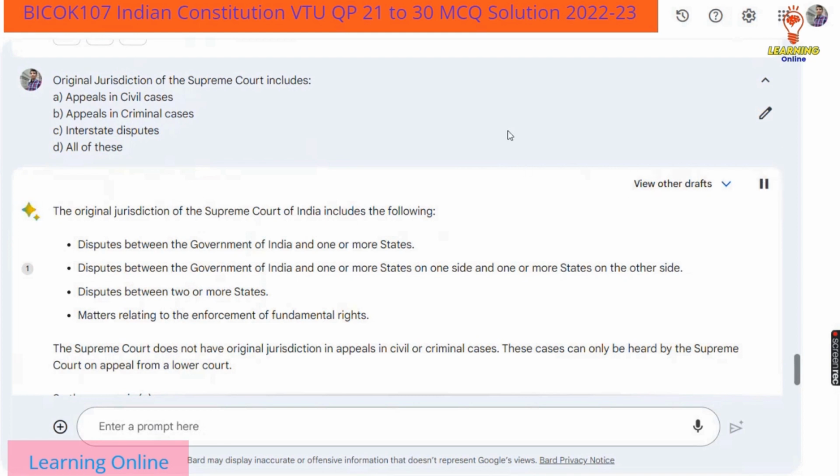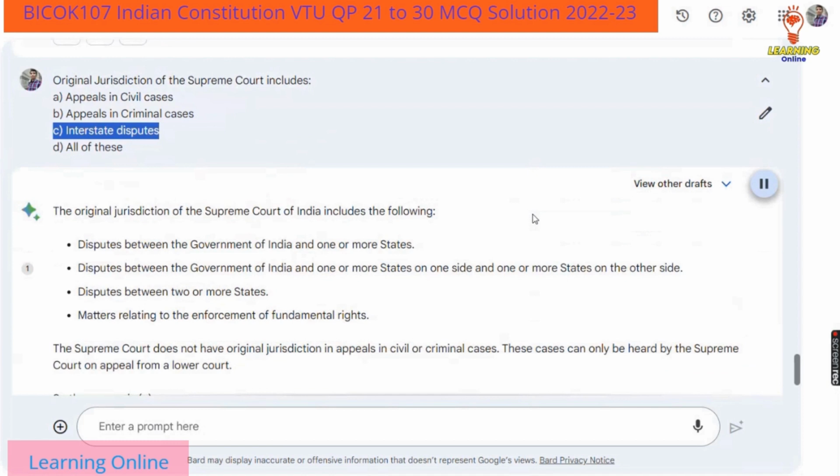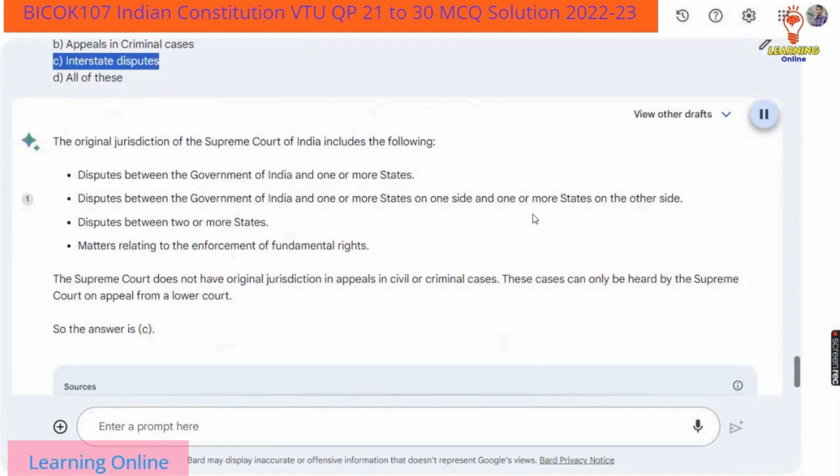The original jurisdiction of the Supreme Court of India includes the following: disputes between the Government of India and one or more states; disputes between the Government of India and one or more states on one side and one or more states on the other side; disputes between two or more states; and matters relating to the enforcement of fundamental rights.